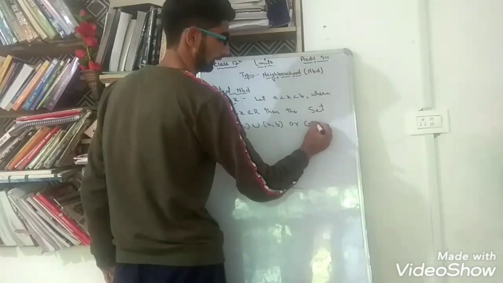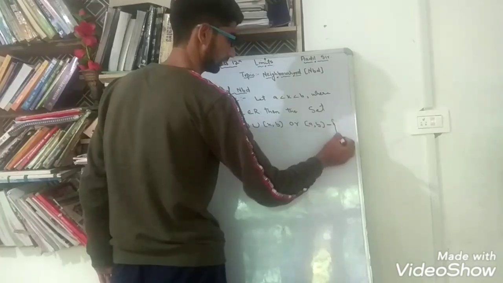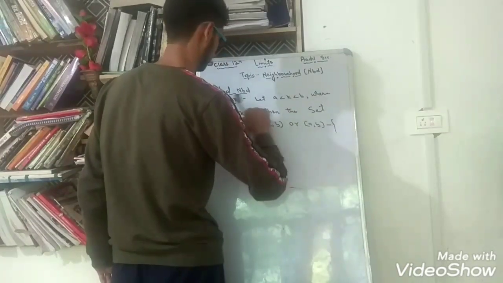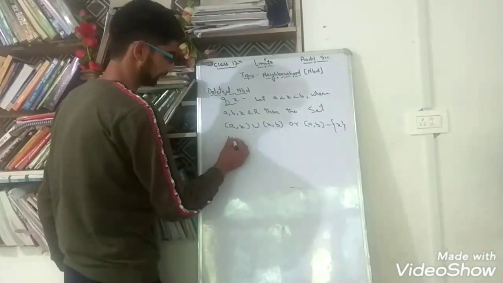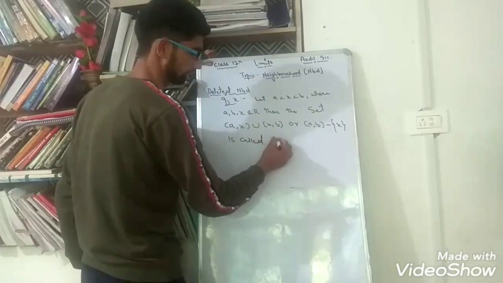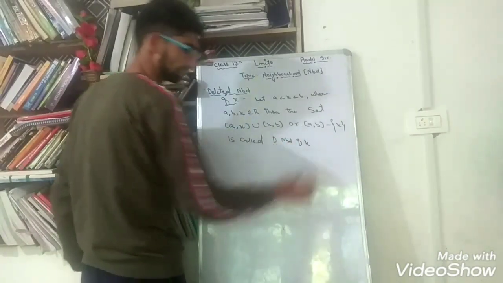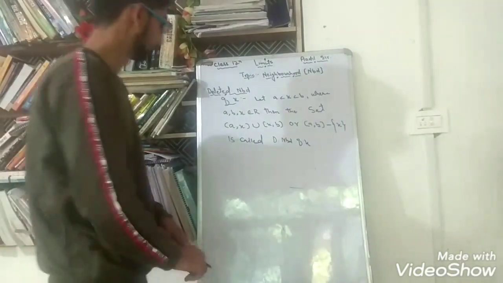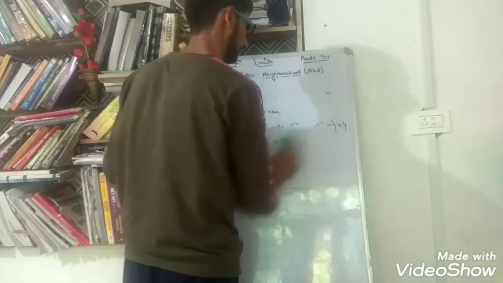the open interval of a, b, minus, yeah, subtract this x, is called the deleted neighborhood of x. It was our second definition.